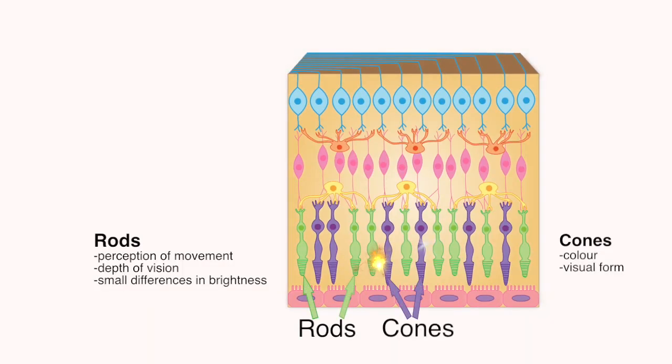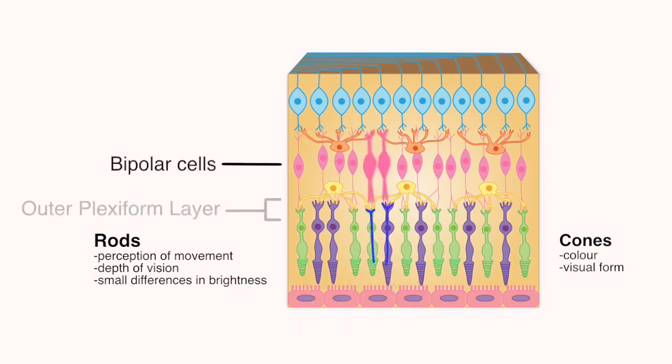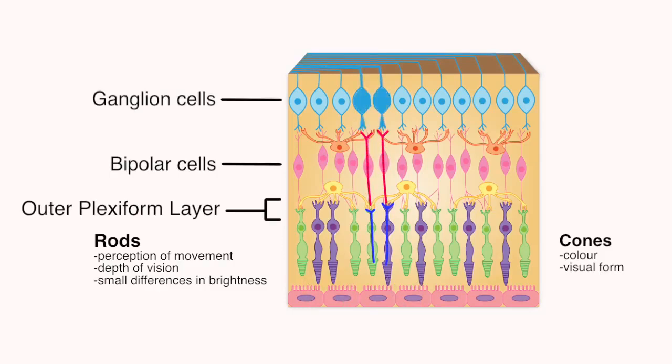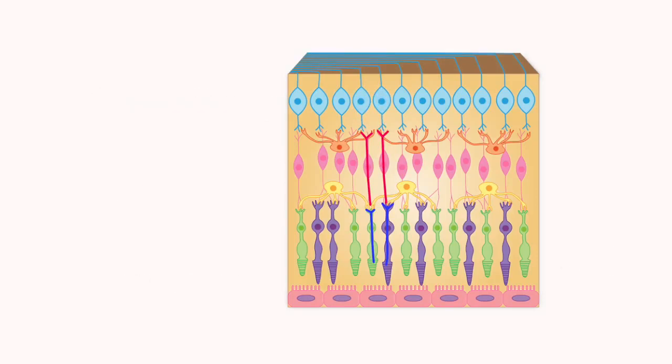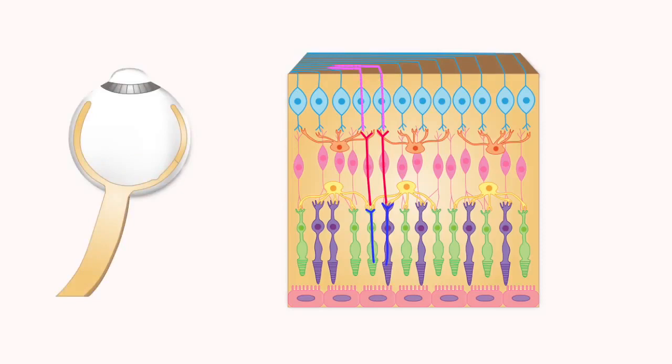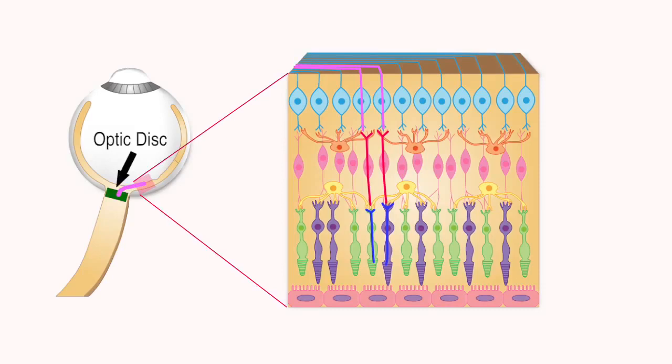Once the electrical impulse has been initiated within the rods and cones, it travels along the length of these cells, which synapse with bipolar cells in the outer plexiform layer. The bipolar cells then synapse with the ganglion cells in the inner plexiform layer. Ganglion cell axons are non-myelinated and carry the impulse along the inner surface of the eye towards the optic disc, where the cell axons pass between the fine collagen bundles of the lamina cribrosa as they leave the eye. At this point, the axons become myelinated and collectively form the optic nerve.